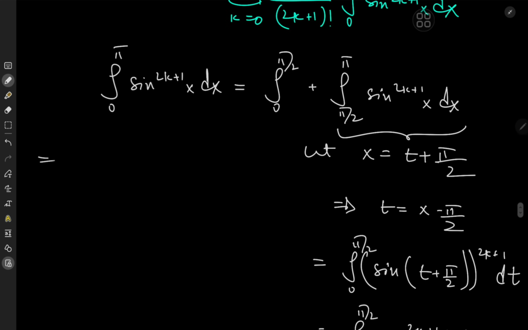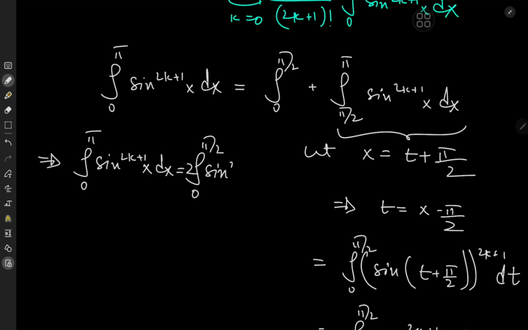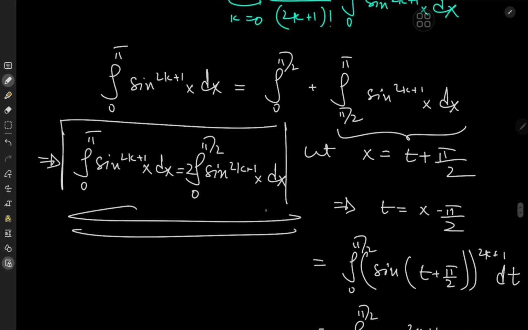And again, all of this implies that the integral from 0 to pi of sine to the 2k plus 1 of x dx equals 2 times the integral 0 to pi over 2 of sine to the 2k plus 1 of x dx. And of course, it's time for the beta function once again.